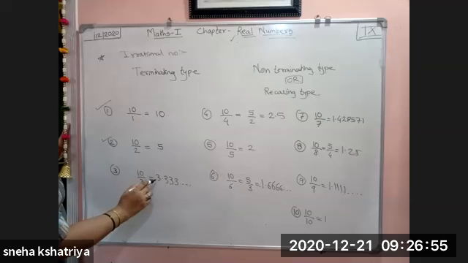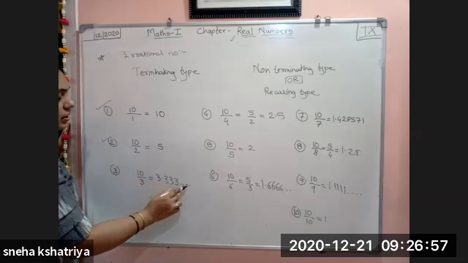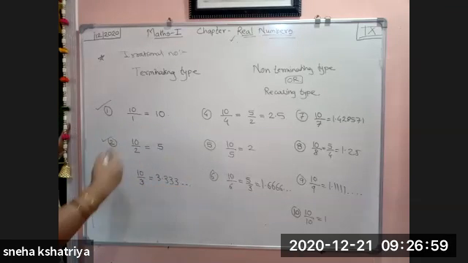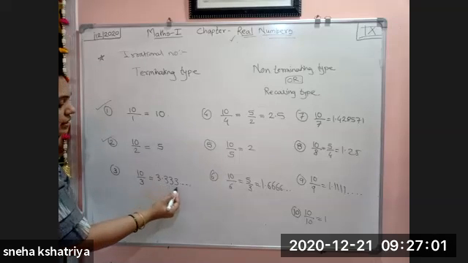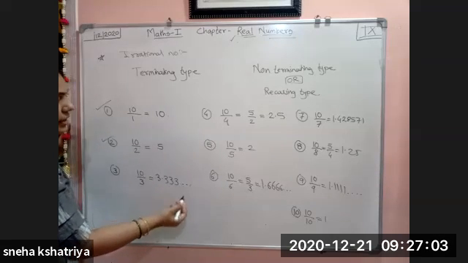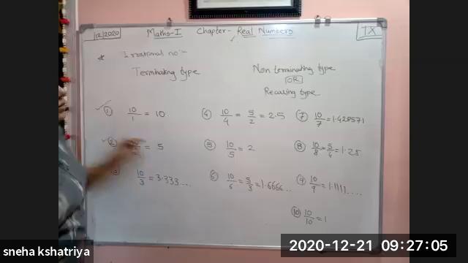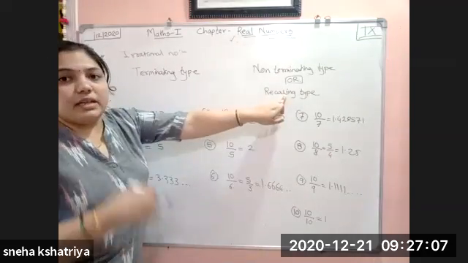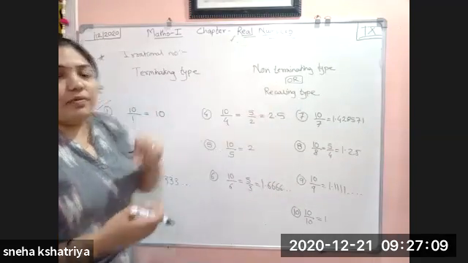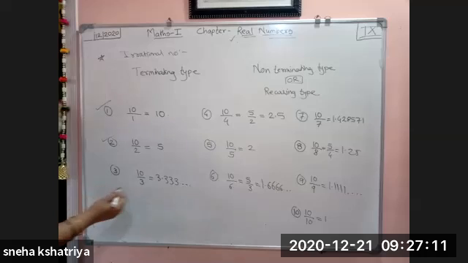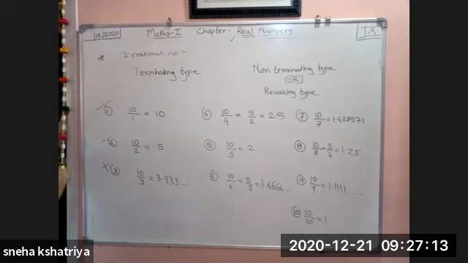Now see in this example, 10 upon 3. What happens? 3.33333, this process is going on. The number is recurring. Recurring means it is coming again and again. That kind of number is called recurring. So this is your non-terminating type, or you can say recurring type also.